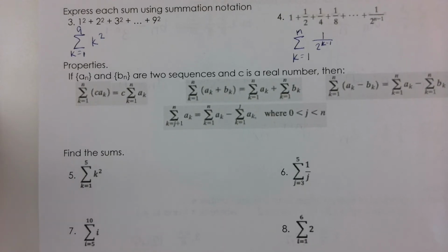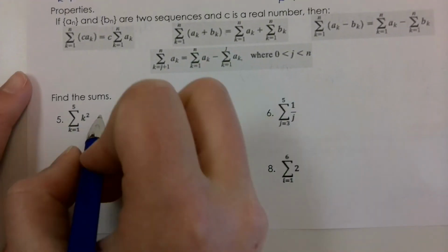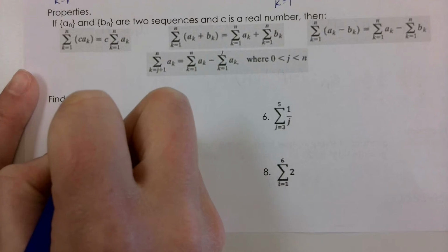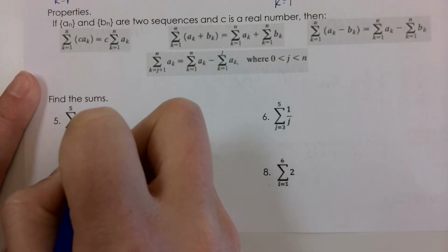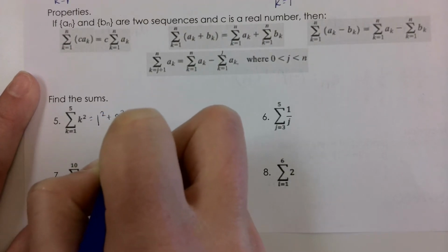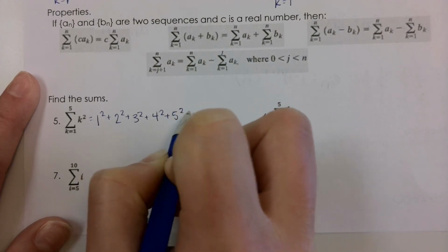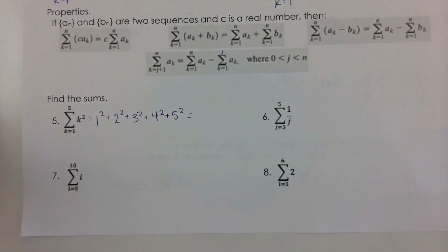The bottom section, we want to find the sums. So we've got k equals 1, we're going all the way to 5, and your rule is k squared. So what is our first thing going to be? 1 what? Squared plus 2 squared plus 3 squared plus 4 squared plus 5 squared. Is that okay? Are we good with all that? Right, we're just plugging. So you can type that in your calculator: 1 squared plus 2 squared plus 3 squared plus 4 squared plus 5 squared.